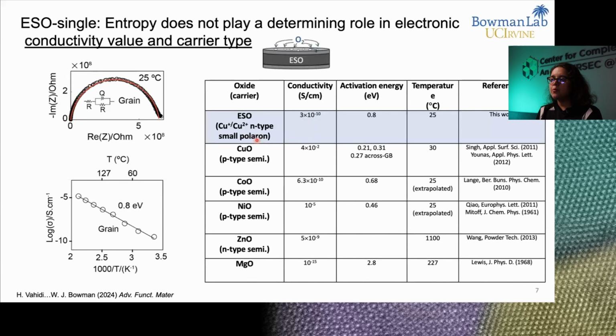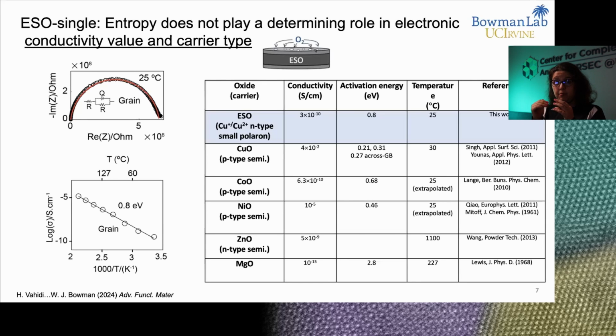In some ways, we think that this demonstrates that the entropy in this case has not led to enhancement of electrical conductivity in the grains of the single phase sample. Even though we're looking at these binary oxides in comparison with our single phase, we have to keep in mind that we are not directly changing the entropy.